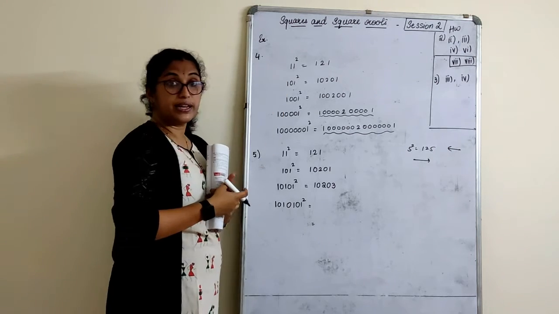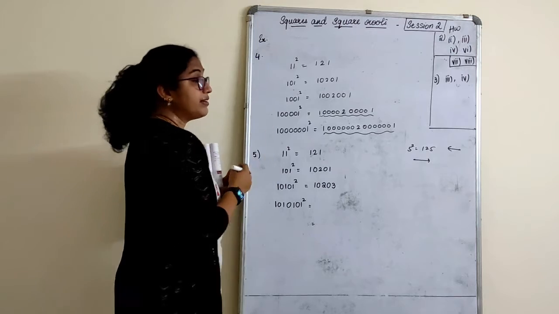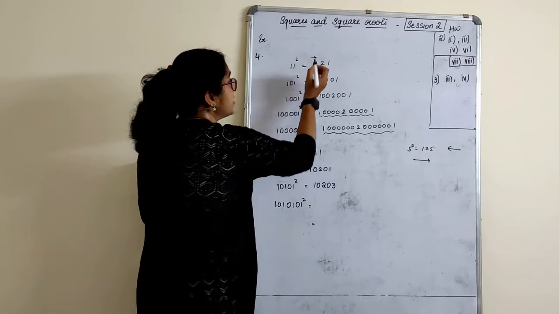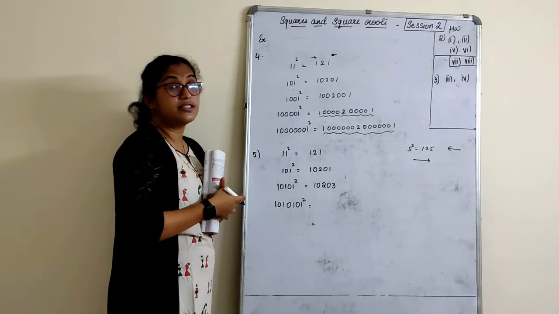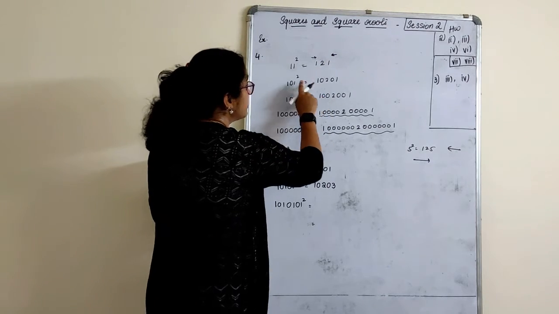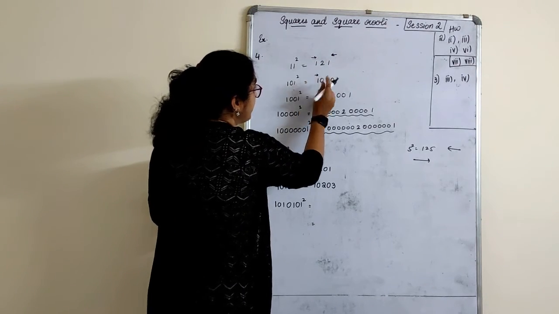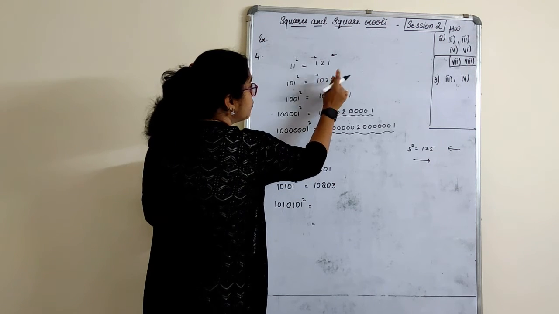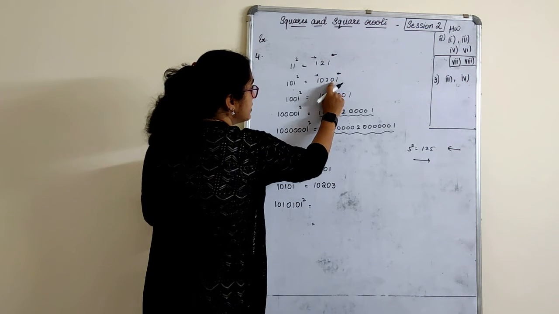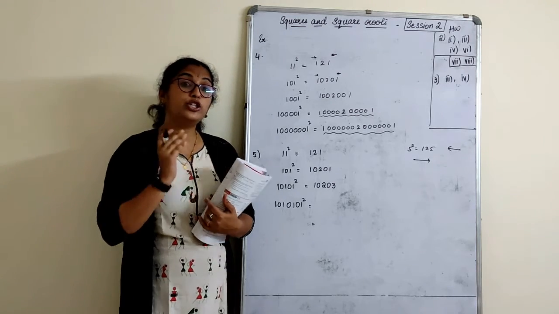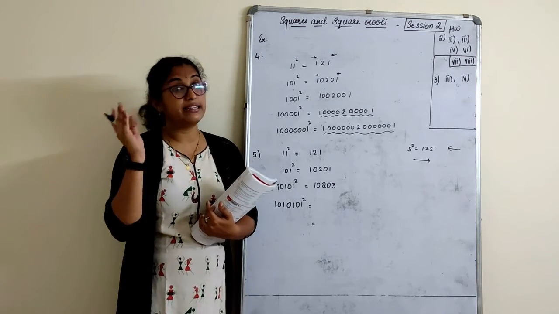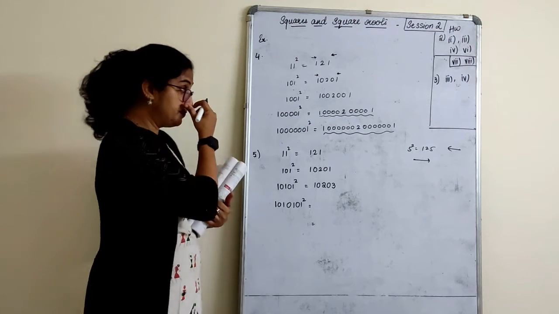Look at 11 square. 11 square is 121. If I read like this, it is 121. If I read it the other way, what is it? 121. Look at this. 101 whole square. If I read like this, 10201. This way, 10201. So these are called palindromes, which read the same from left to right and right to left.